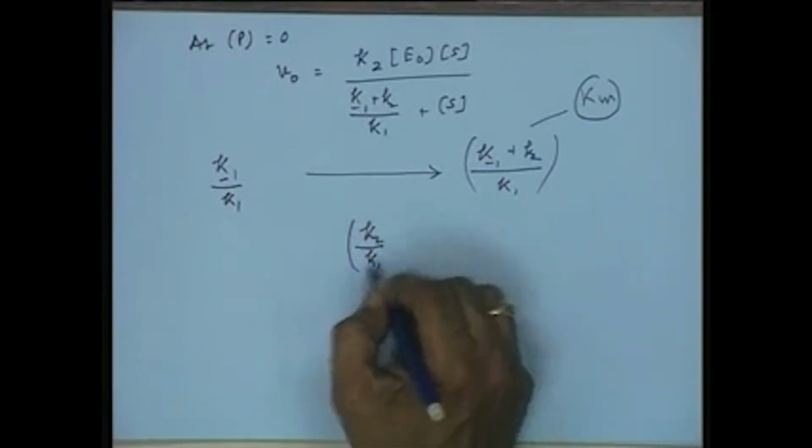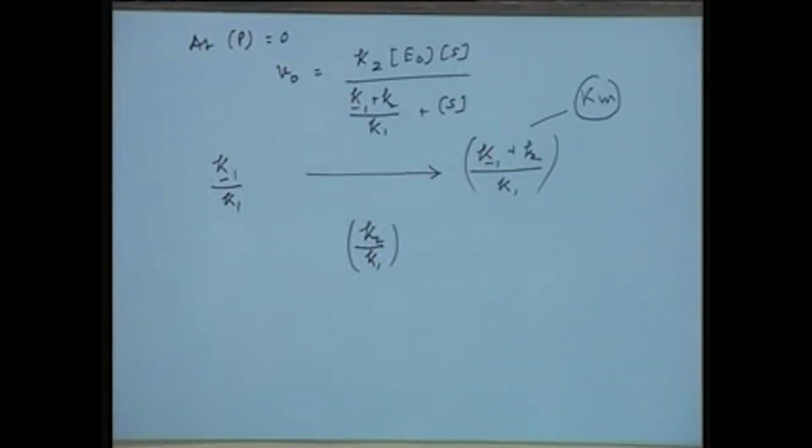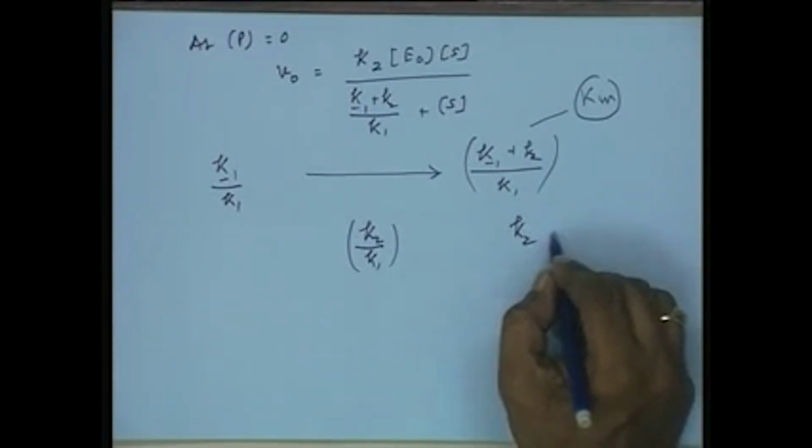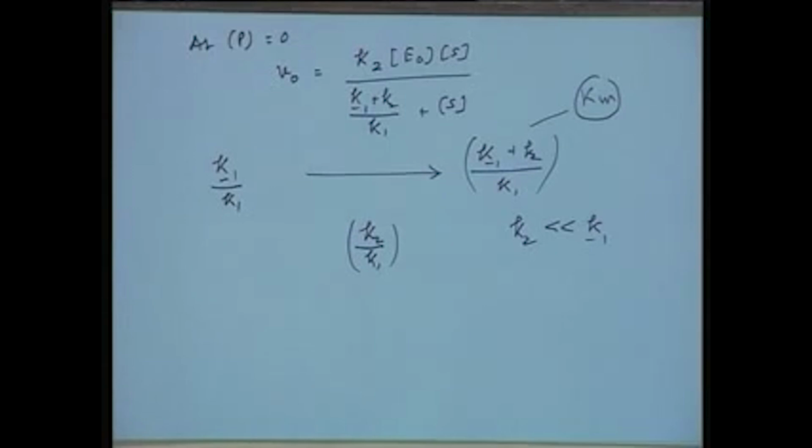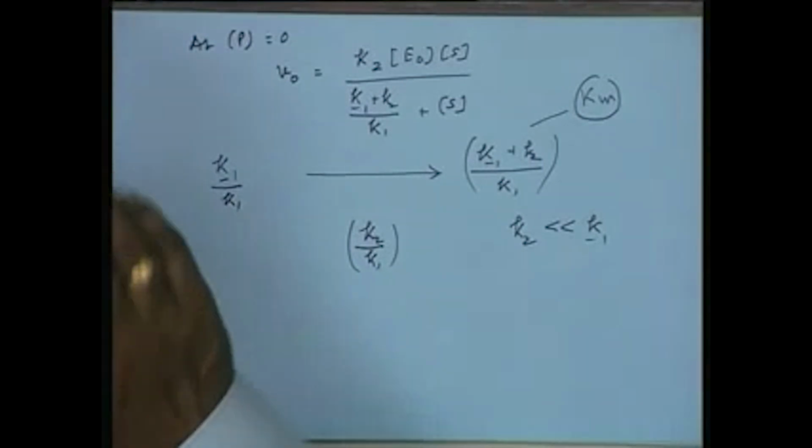The difference between the two parameters is K2 upon K1, and essentially the two parameters will become identical if we assume that K2 is much less than K minus 1, if K2 is assumed to be a very small rate constant compared to K minus 1. But is that true? In most cases it is true, incidentally, and that is why even the dissociation constant concept is feasible, because in most cases the rate of breakdown of enzyme substrate complex is slow, and that is the reason why many enzyme reactions are noted to be very slow in terms of the rate processes.